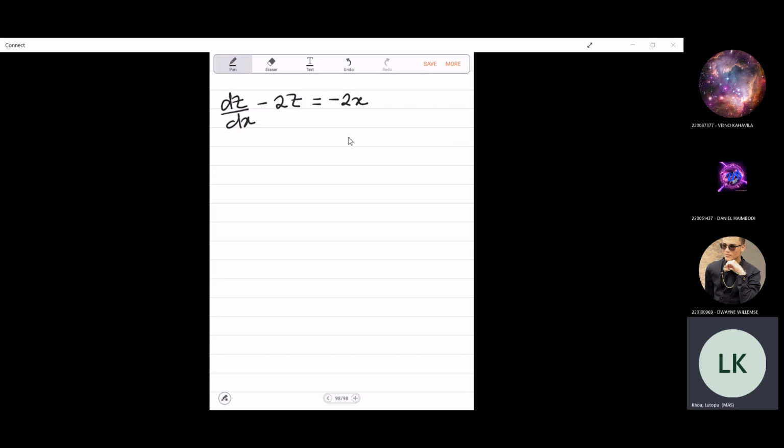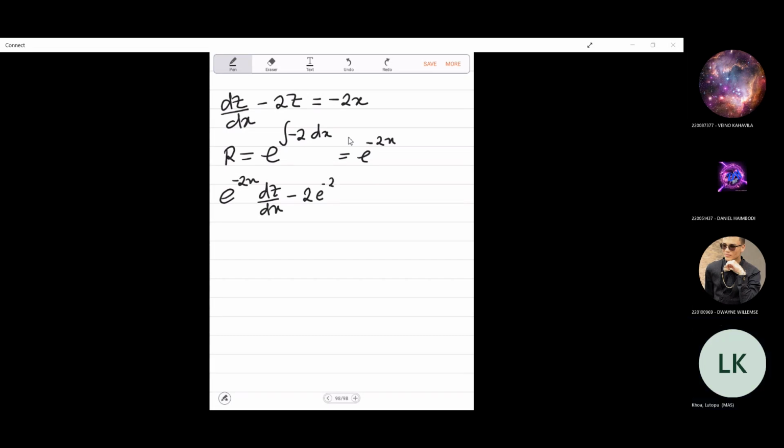We can find our integration factor. So our r, this is e to the power of the integral of minus 2 dx, which is e to the power of minus 2x. Then multiply everything by the integration factor, e to the power of minus 2x dz/dx minus 2e to the power of minus 2x times z. This is minus 2x e to the power of minus 2x.